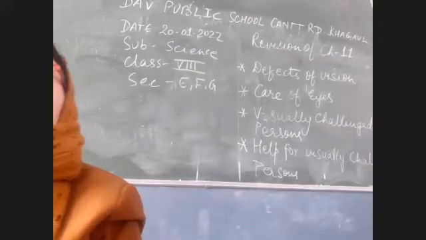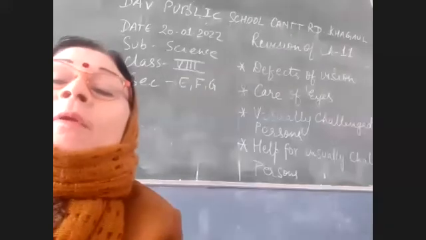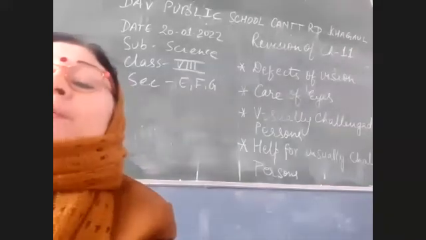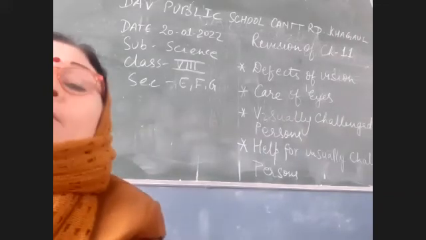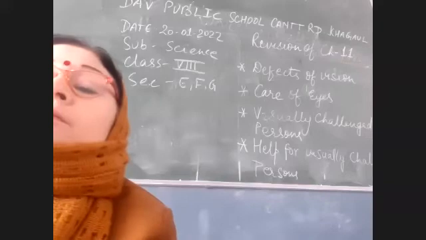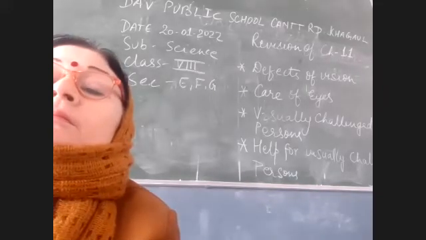Ronit, you tell me what is myopia? The defect of vision by which we cannot see distant objects clearly is known as myopia or nearsightedness.